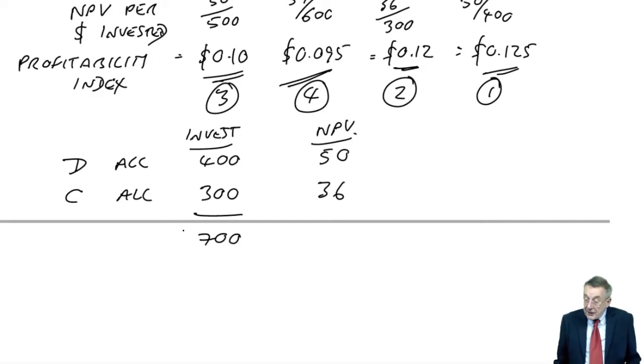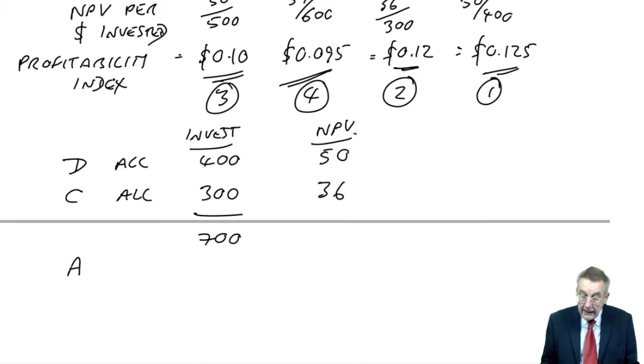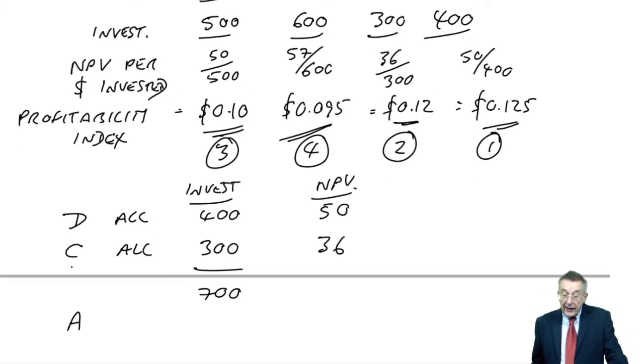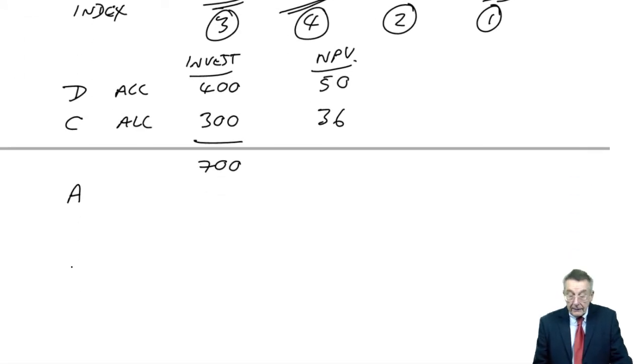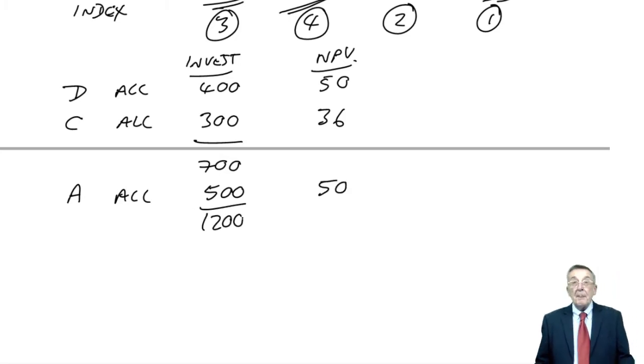Well, we have 1,600, so I have still plenty left. Go to the next best, which is A. That requires 500. We've still got 900 left. So again, we'll do 100% of A. Another 500, and the NPV we'll generate is 50. And I think you can see what's happening. We go down the line. We've still got 400 left.